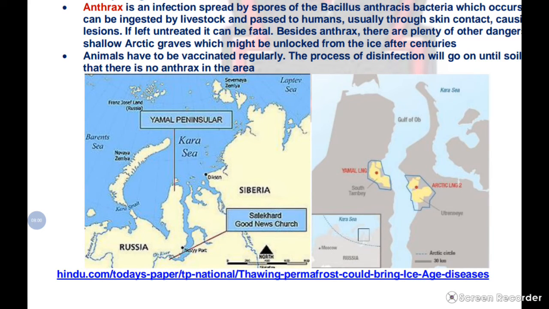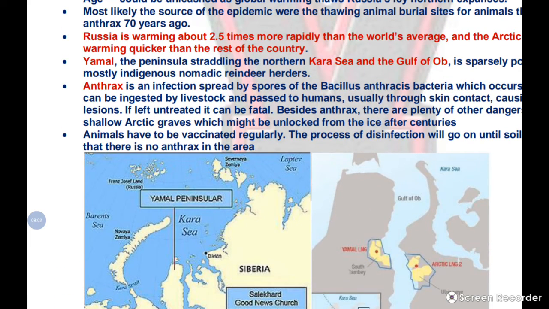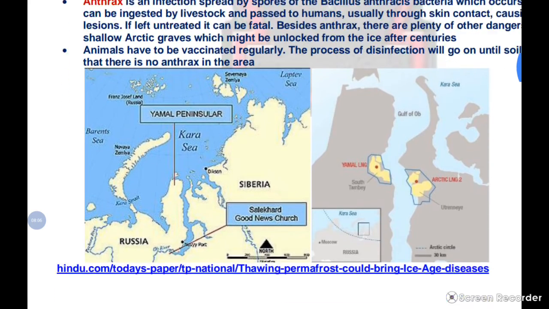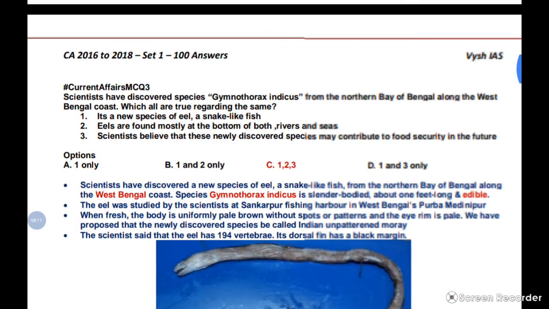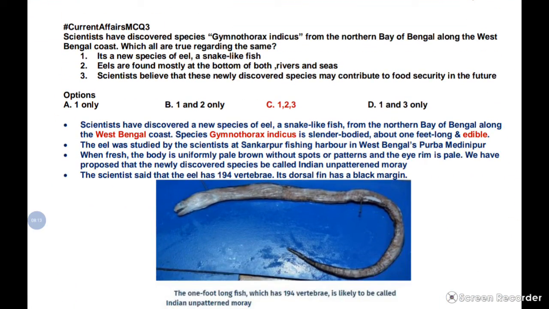Ultimately the question is just about the melting and anthrax being released, so it is fatal, and it is going to impact the climate more, or the people around more. Third one, eel. So what is an eel? The picture you see is something like this, a snake-like fish. The statements here, 1, 2, 3, all three are true.